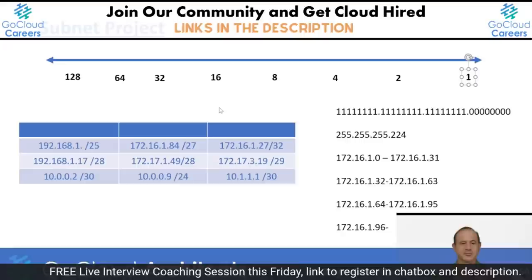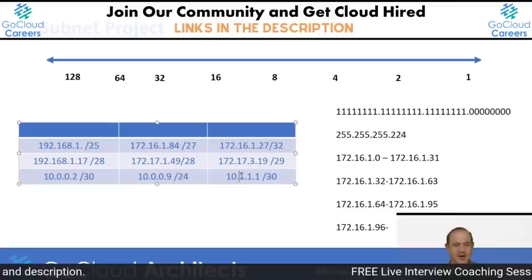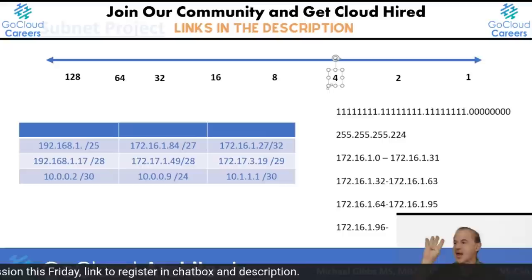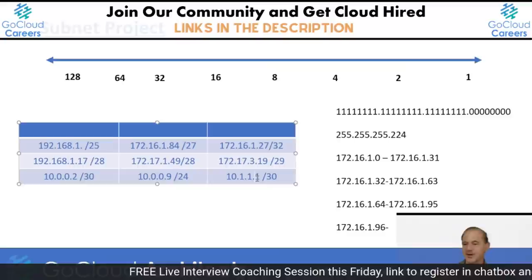Now, one more. It's the /30, and it is a 10.1.1.1. How many bits is a /30? 1, 2, 3, 4, 5, 6. Our subnets will have a maximum of 4 addresses, but one is used for the network, one is used for the all-ones broadcast, and two are usable. So with this subnet, somebody tell me where the network begins. Somebody tell me the usable addresses, and somebody tell me the broadcast address.